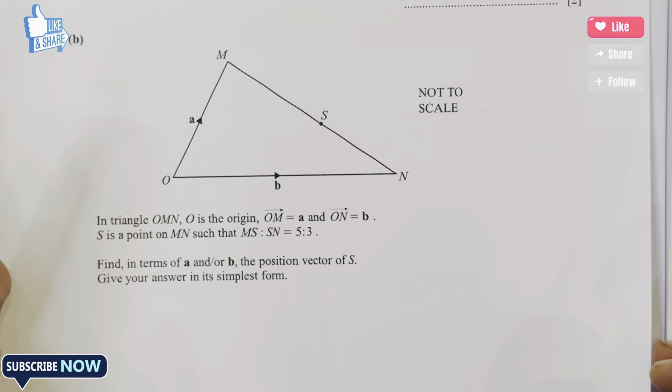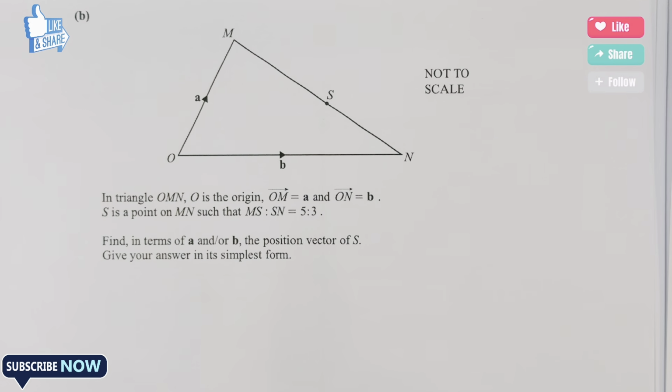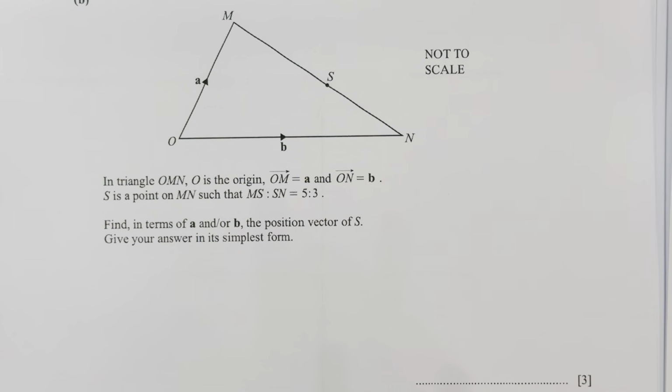Okay, moving to its B part. B part is that in triangle OMN, O is the origin, and OM is equal to A, ON is equal to B. S is a point on MN such that MS ratio SN is equal to 5:3. Find in terms of A and B the position vector of S. Give your answer in the simplest form.